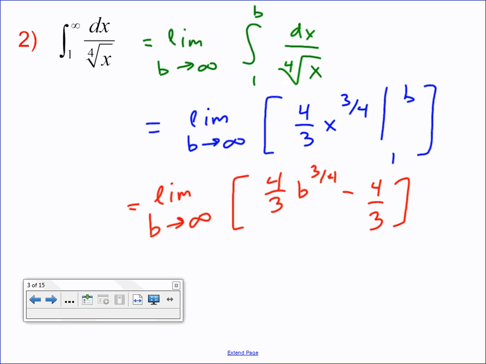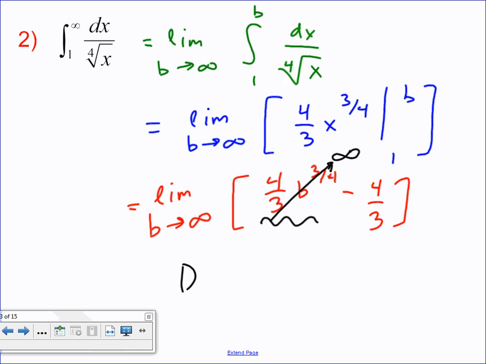But what happens to this first term as b goes to infinity? Well, b to the 3/4 is going to become infinite, times 4/3 is still infinite, and so this is approaching infinity. Remember, infinity is not a particular number, not a specific value. That's not finite. Therefore, this improper integral does not converge. In fact, it diverges because this value is infinite. Therefore, this diverges. We can't find this value.